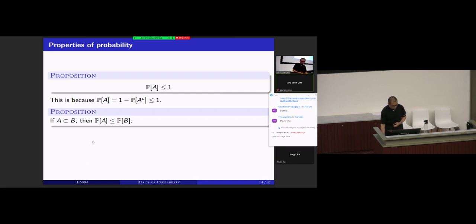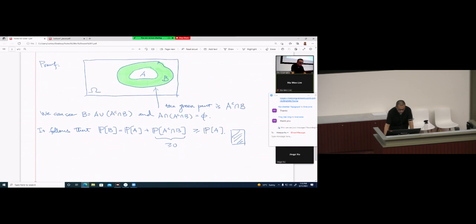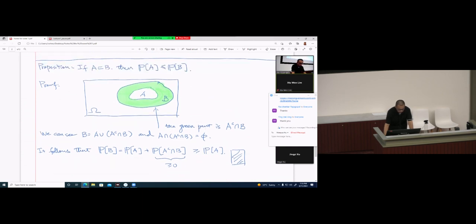And another result is that if A is a subset of B, then the probability of A must be less than or equal to the probability of B. So let's see how to prove this. This thing actually is also very straightforward. It's easy to understand from a Venn diagram.